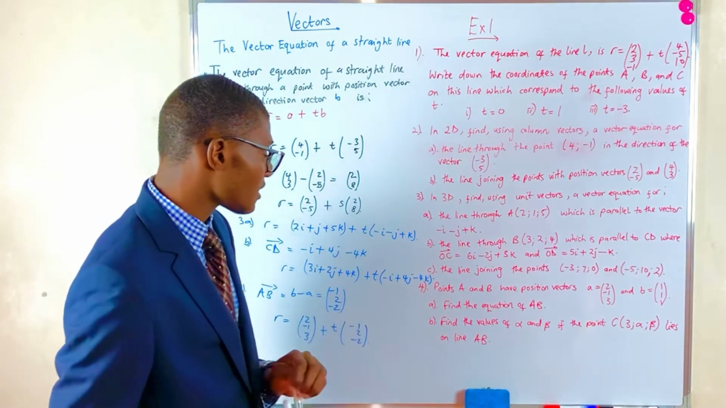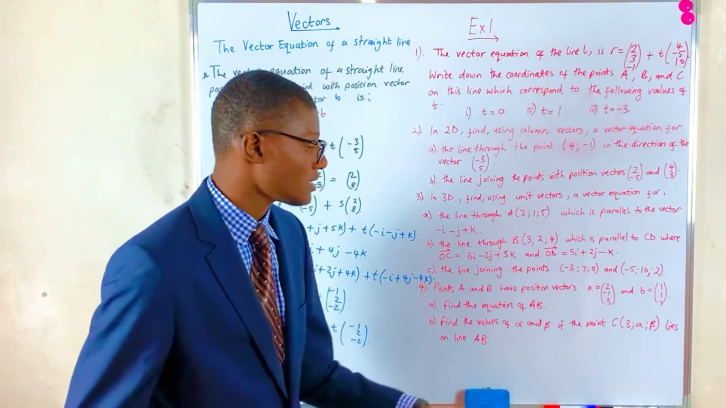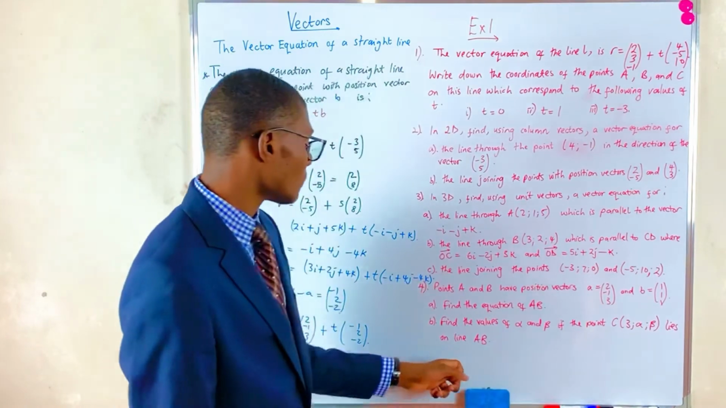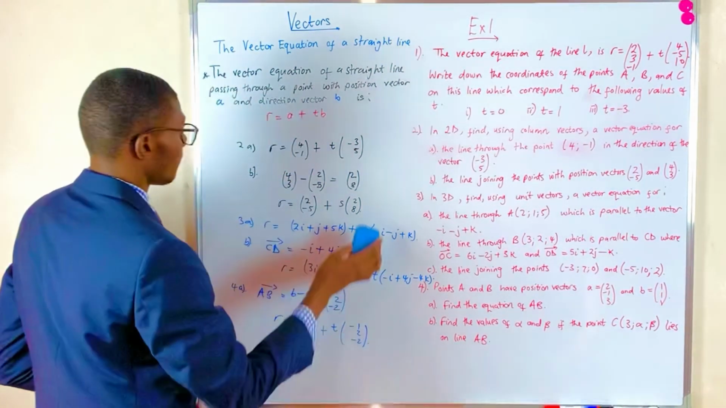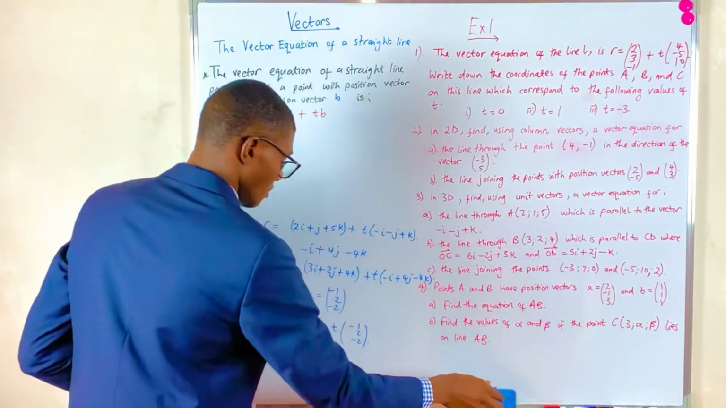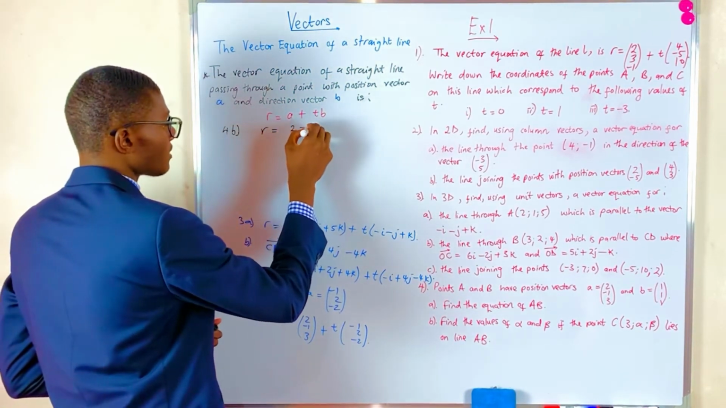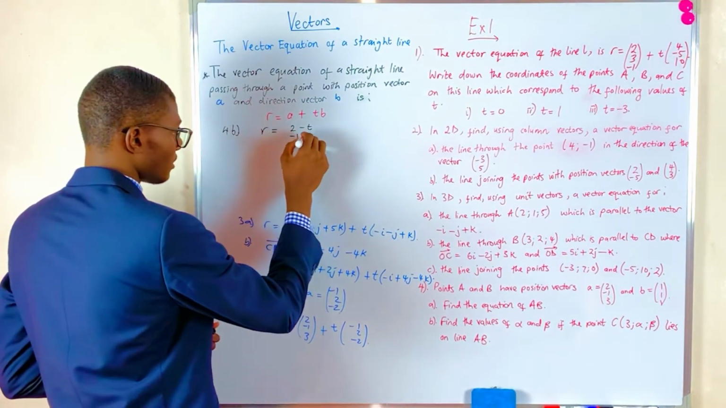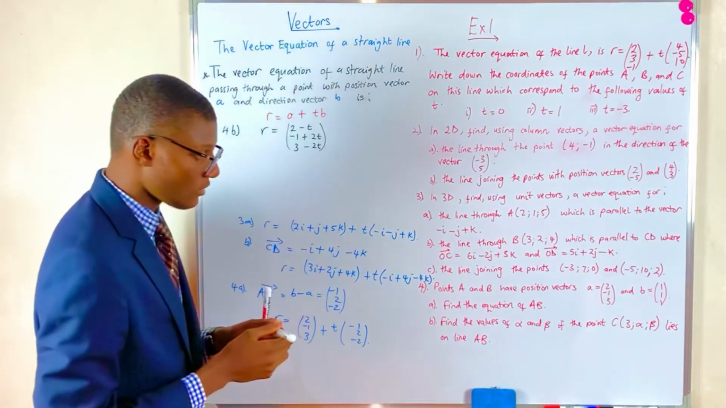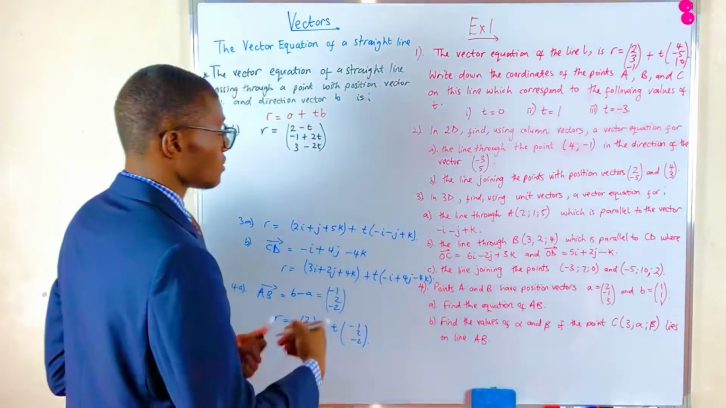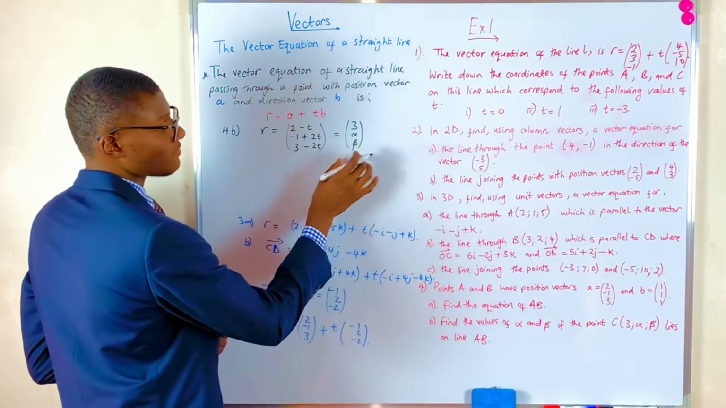And then the last part now says find the values of alpha and beta if the point C, which is (3, alpha, beta), lies on line AB. So now if we rewrite this as one equation for number 4b, we're saying that r would be equal to (2 - t, -1 + 2t, 3 - 2t). But we know that the position vector of C, which is OC, is (3, alpha, beta). So this position vector should be equal to that.